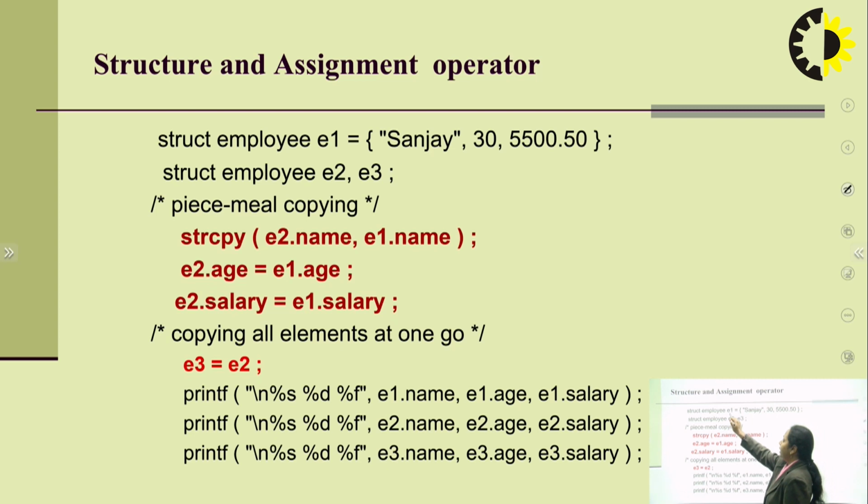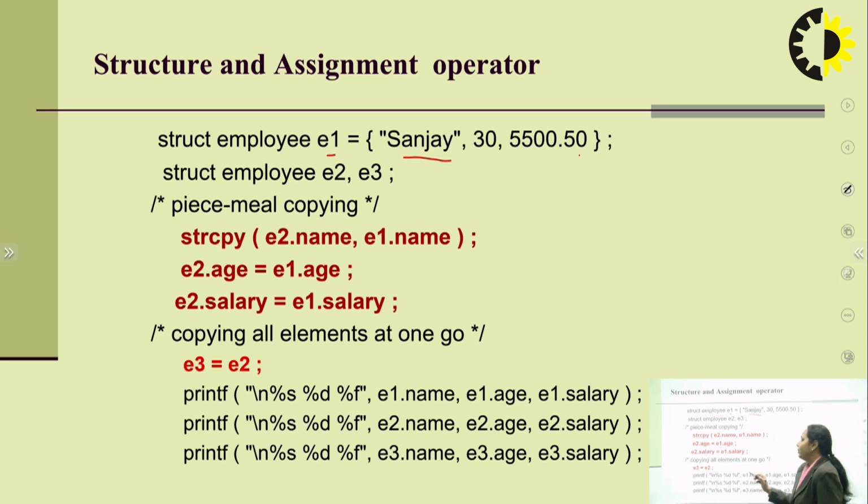So struct employee E1 is equal to Sanjay, 30, 5500, meaning name, age and salary. Next, two variables of employee type, E2 and E3, are declared. Now the first method to copy the contents of E1 to E2 is this: using the string copy command, we can copy the string, that is E1.name to E2.name. E2.age is equal to E1.age. So field by field we can copy the contents of one variable to another variable.